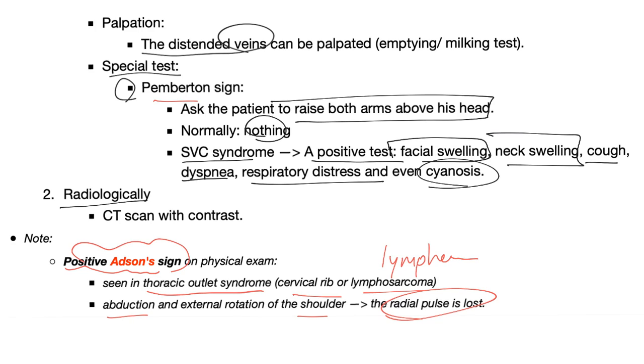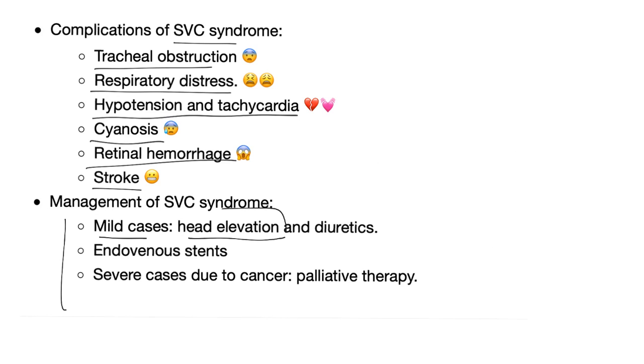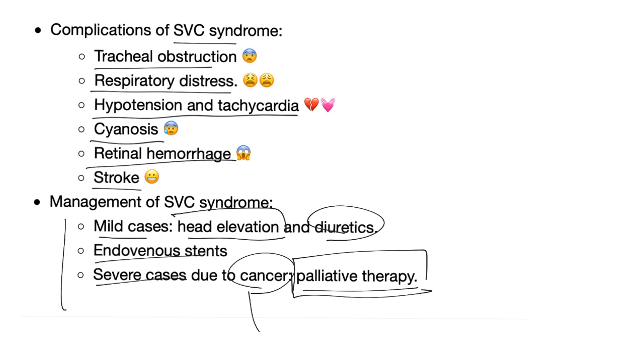Back to superior vena cava syndrome, you can do radiology, CT scan with contrast. Complications of superior vena cava syndrome: tracheal obstruction, respiratory distress, hypotension and tachycardia, cyanosis, retinal hemorrhage, and even stroke. How to manage this ugly disease? If it's a mild case, head elevation and diuretics to drain the excessive volume, endovenous stent. For severe cases due to cancer, palliative therapy, because this cancer has gone too far, it's too late.